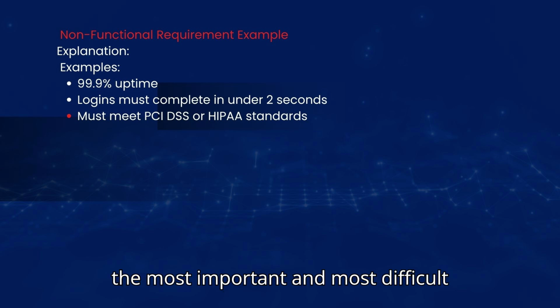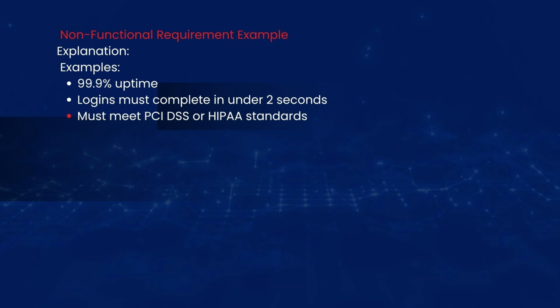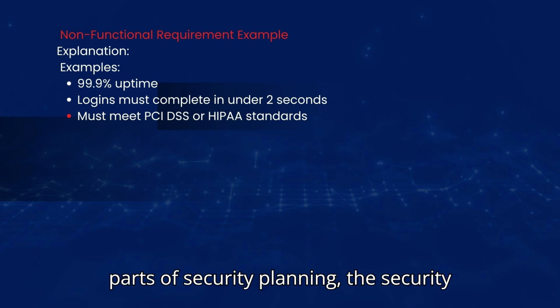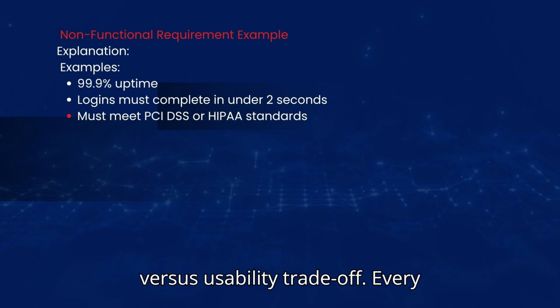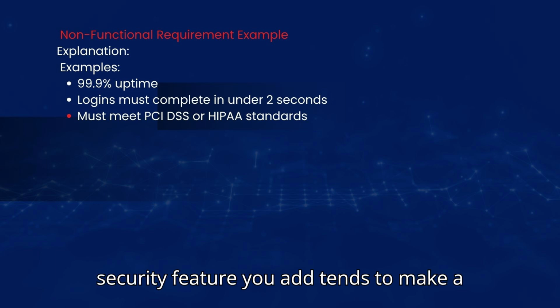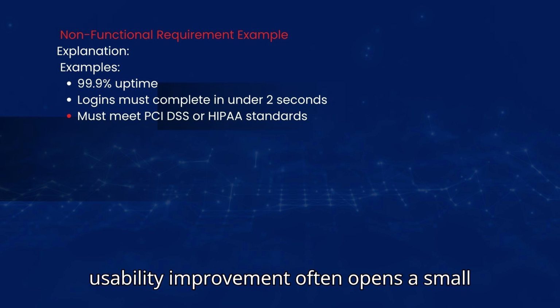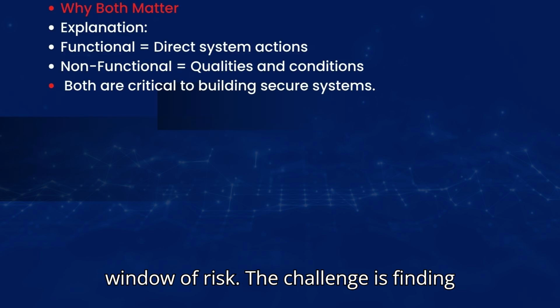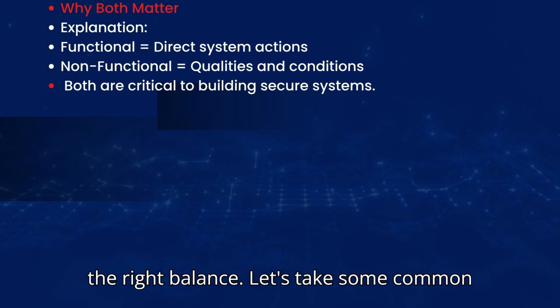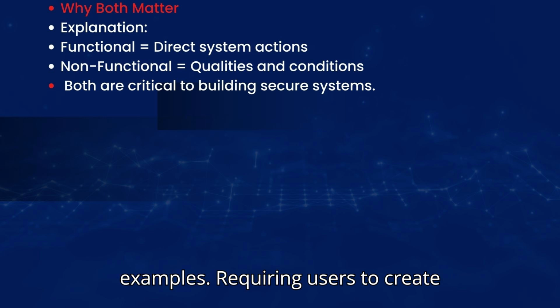Now let's look at one of the most important and most difficult parts of security planning: the security versus usability trade-off. Every security feature you add tends to make a system slightly harder to use, and every usability improvement often opens a small window of risk. The challenge is finding the right balance. Let's take some common examples.